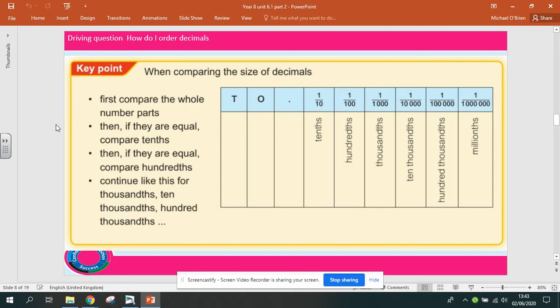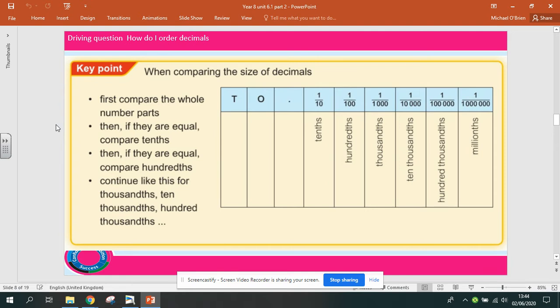This is really, really important when we come on to ordering decimals, because if the number in the tenths column is larger in one number than the other, that number is going to be bigger, regardless of anything else. So when we're comparing numbers, all we have to do is start at the very left of the number and work our way across.